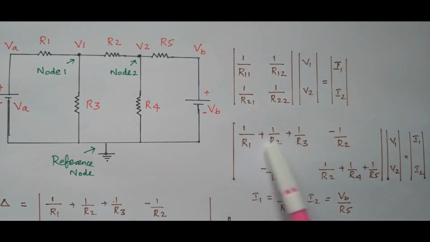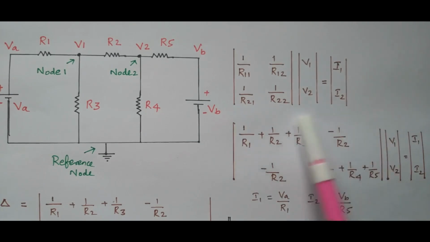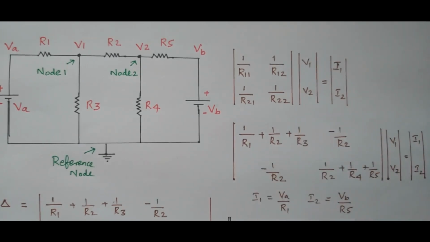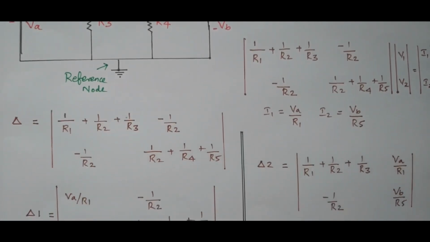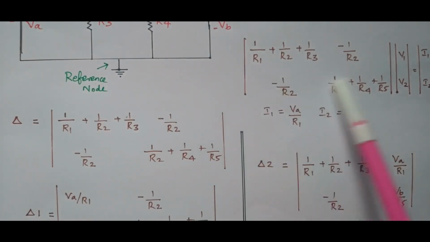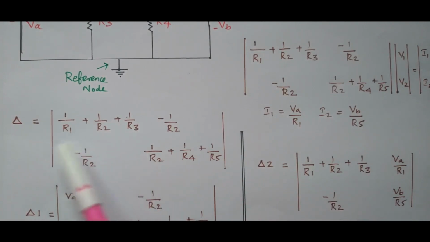Now we have framed the resistance matrix, voltage matrix and current matrix. Then how will you find this voltage V1 and V2? For that we need to consider this matrix as the delta. This matrix is nothing but the delta matrix. By finding the determinant value, we can find the delta value.